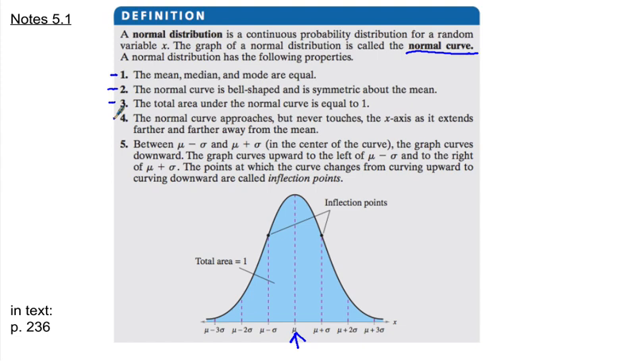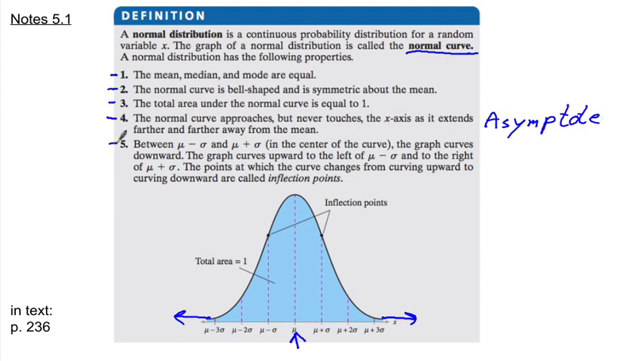Point number 4, the normal curve approaches but never actually touches the x-axis as it extends farther and farther away from the mean. It goes in each direction. Right? It gets closer and closer to the x-axis, but it never actually reaches it. Right? That is called an asymptote. And you may have heard it referred to that in another class.